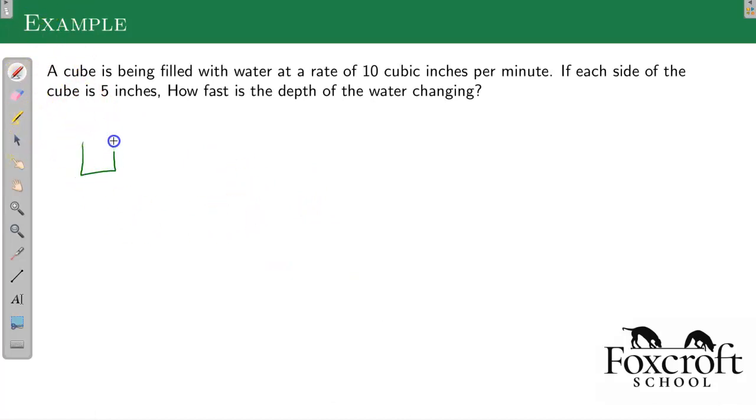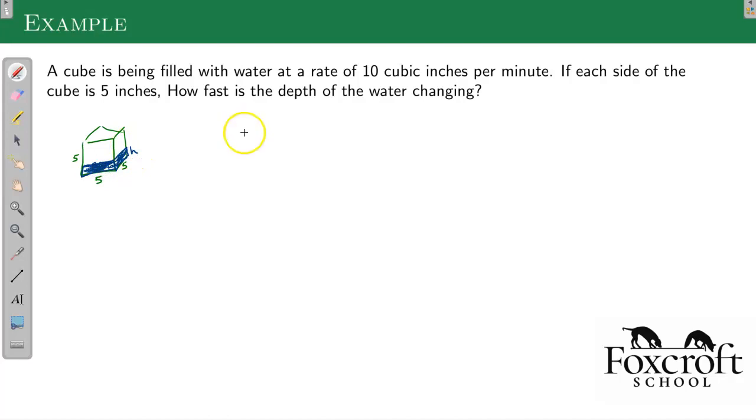Here we have a cube. It's being filled up with water at a rate of 10 cubic inches per minute. If each side of the cube is 5 inches, how fast is the depth of the water changing? So we're looking at the water part, and we want to know how the height of that water is changing.